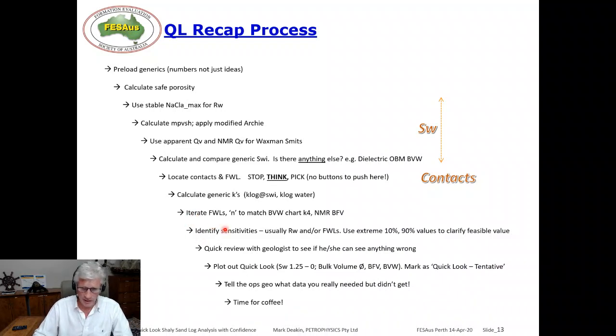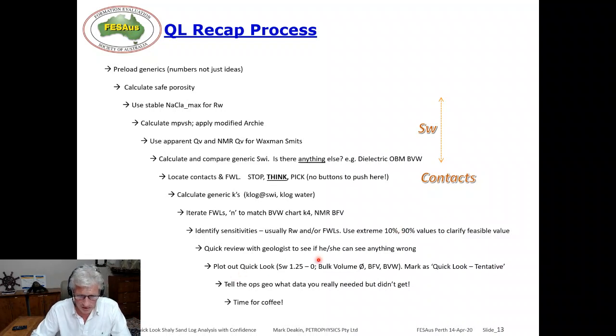And then we're getting a bit sophisticated down here. Identify sensitivities, usually RW and or free water levels. The things that are really messing you up are probably going to be RW and misidentified free water levels. Use extreme 10 and 90% values to clarify feasible values. So what you do is you say, well, it can't be more than this, or it can't be less than this, and then see if it still looks like hydrocarbons or water. And then that firms you up, you sort of home in on what you think it really is.